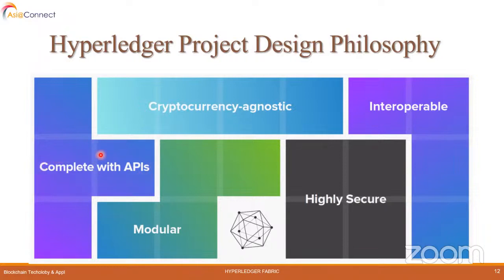To make life easy for developers and application users, a lot of APIs are available so that in a hassle-free environment, you can create and run your applications. It is interoperable. What do we mean by that? Right now, if you think of Ethereum blockchain and Bitcoin blockchain, these are two different blockchains running with different cryptocurrency.